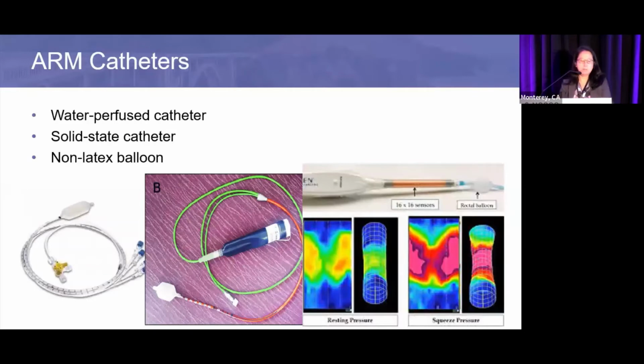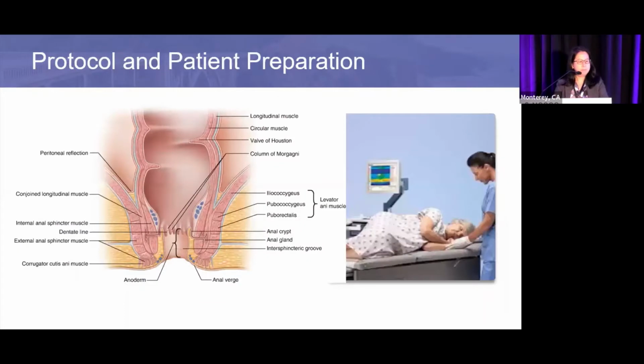The catheter comes in 3 types. There's a water perfused catheter, which is originally what it comes with. Now we mostly use solid state catheters, so you don't have to calibrate as much. And there's also the 3D catheter, because given that the anal structure is a circle, you really want to see it in a more 3-dimensional way.